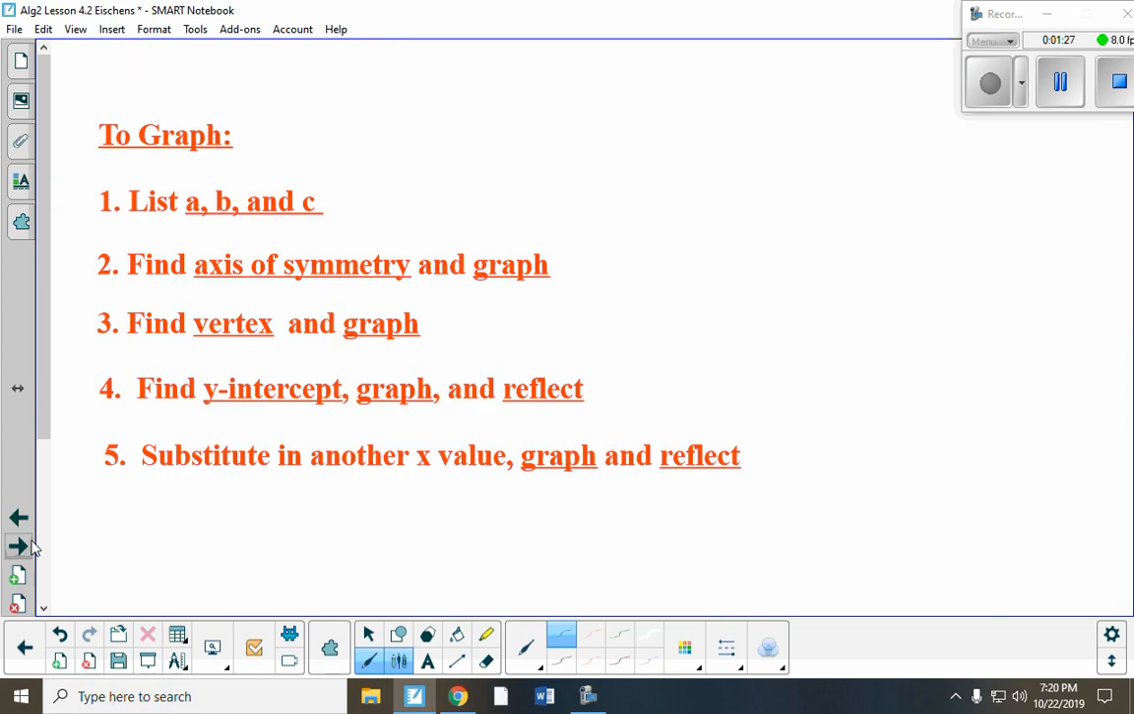So to graph, the first thing you want to do is list the a, b, and c. I like to do that. And then find the axis of symmetry and graph that. So remember, the axis of symmetry is at negative b over 2a, and you graph that vertical line there. And then once you have that, to find the vertex, you substitute this value in to the original equation. So let me write that down. Substitute this value into the original equation.